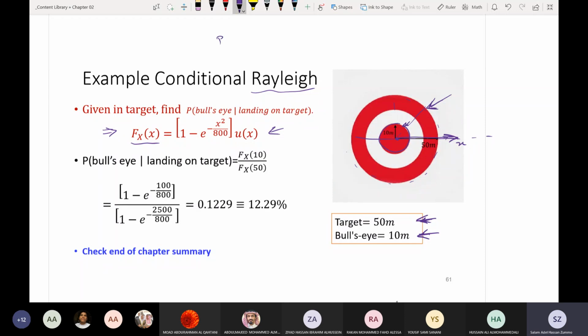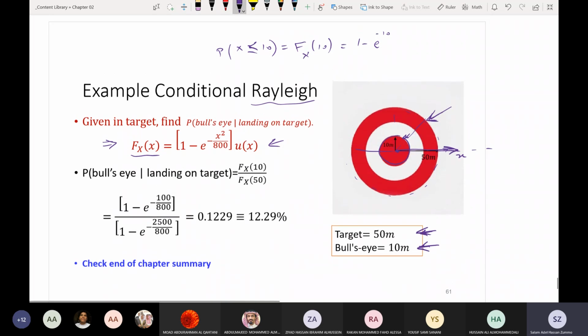So for example, the probability that x is less than or equal to 10 would be F of 10, which is 1 minus e to the minus 10 squared divided by 800, which is 1 minus e to the minus 100 divided by 800. 100 divided by 800 is 1 over 8. This is the probability that you get within this small circle of 10 meters, and so on.